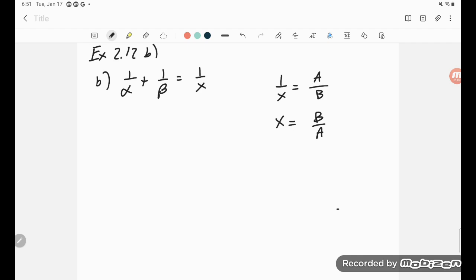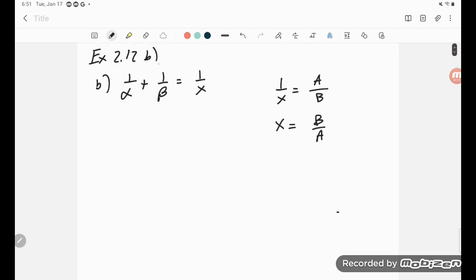So if I can just get this into a nice proper fraction like an a over b, then I can just turn everything upside down. So again, I'm going to rewrite this first as 1 over x equals 1 over alpha plus 1 over beta.